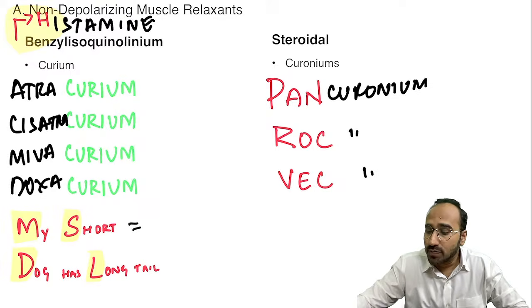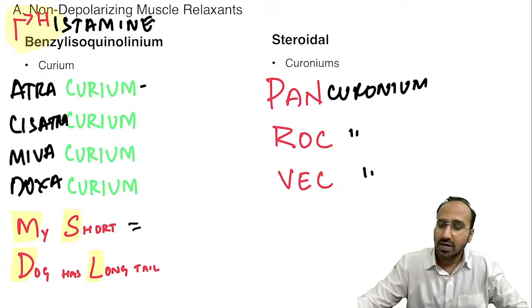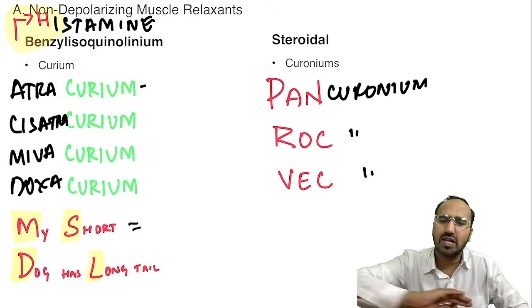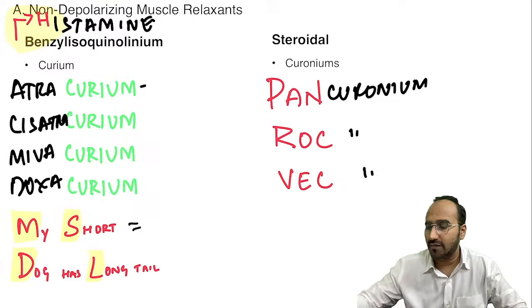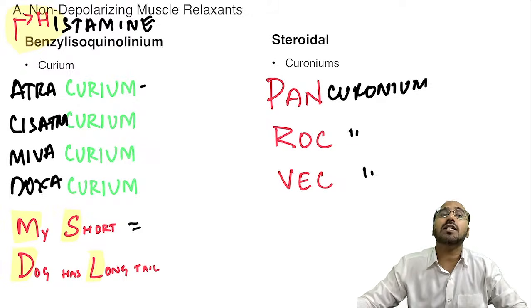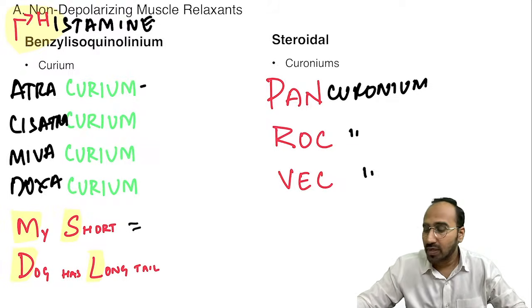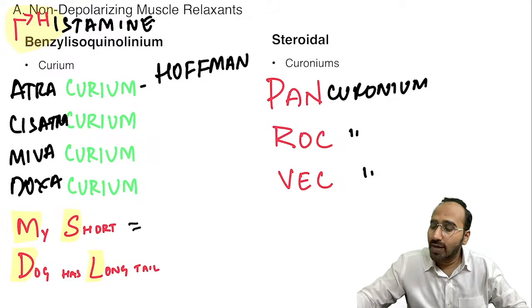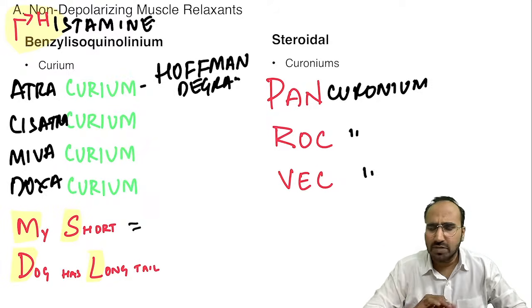The second introduced was atracurium. Remember, when atracurium came into the market, it became the best muscle relaxant. Everyone was talking about the good effects of atracurium. Why? Because atracurium was undergoing a magical metabolism. What metabolism and elimination? Hofmann degradation or Hofmann elimination. Due to this reason, atracurium became the best muscle relaxant.